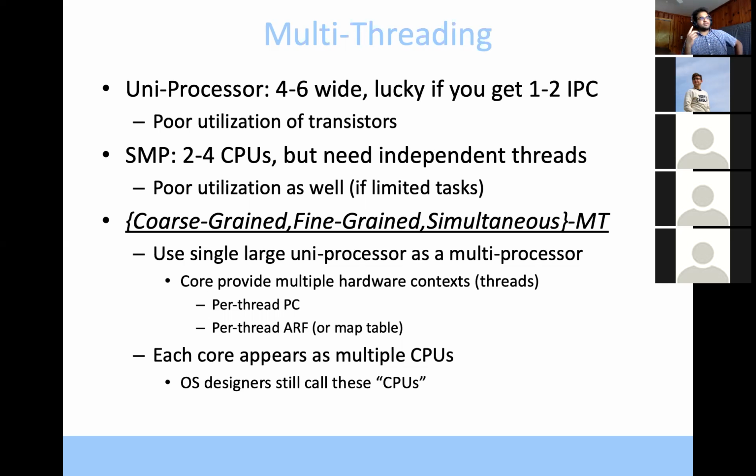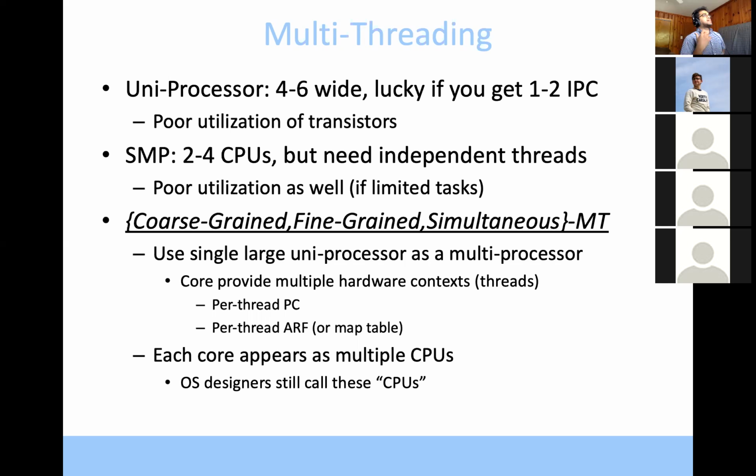You can look at it this way: if you had a single uniprocessor that was 4 to 6 wide, you'd be really lucky if you got 1 to 2 IPC, instructions per cycle. So you end up with very bad utilization of the hardware, the transistors that you have. With symmetric multiprocessing, if you had 2 to 4 CPUs, you'd be able to keep the hardware busy if you had independent threads. But if any of your threads had dependencies, then you have poor utilization as well.